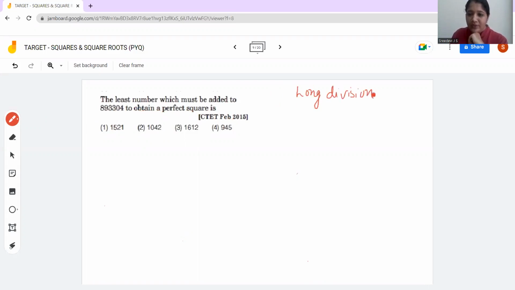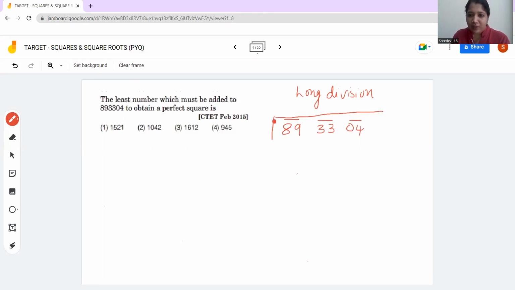Okay. So let us first try the long division method with this number and see whether it is a perfect square or not. The number has to be paired, first of all, two digits together from the right towards the left. Then you have to do the long division process.